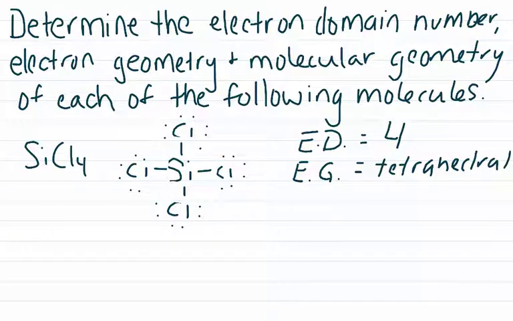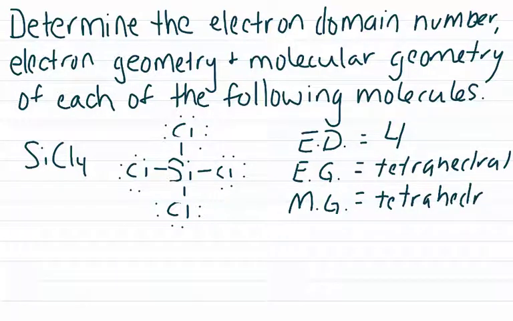That means that the atoms, or if they're lone pairs, will arrange themselves around the central atom in a tetrahedral shape. In this case, since there aren't any lone pairs on the main central atom, the molecular geometry will equal the electron geometry. If there are no lone pairs on the central atom, this will always be the case. So that means the molecular geometry of silicon tetrachloride is also tetrahedral.